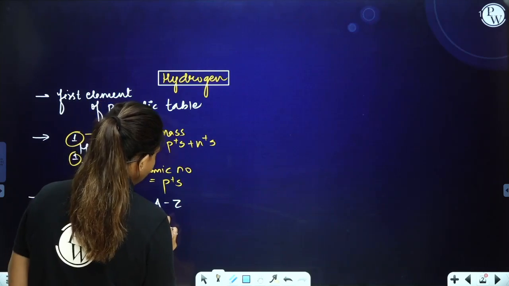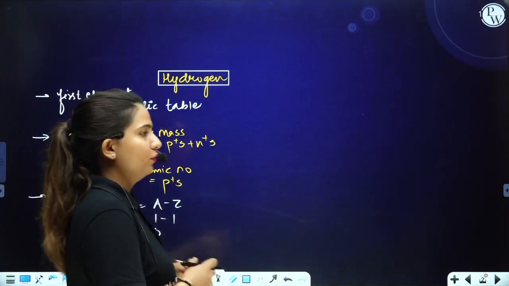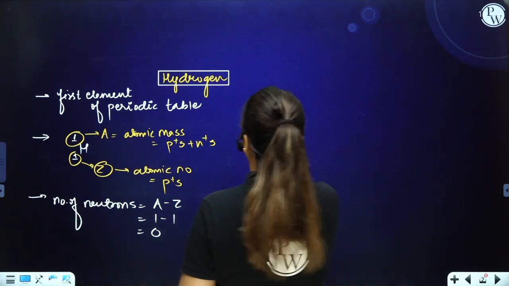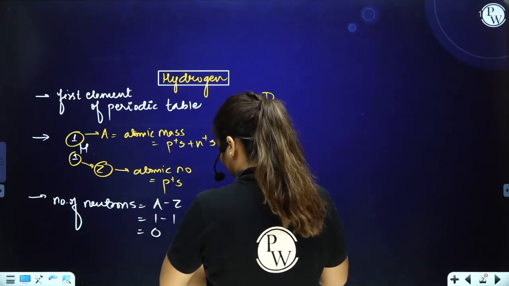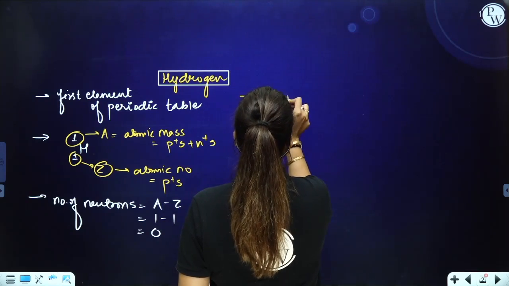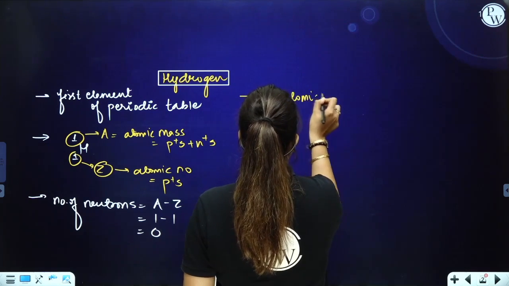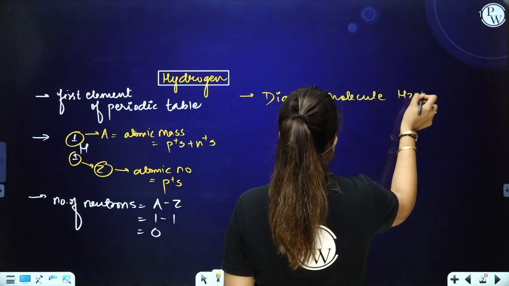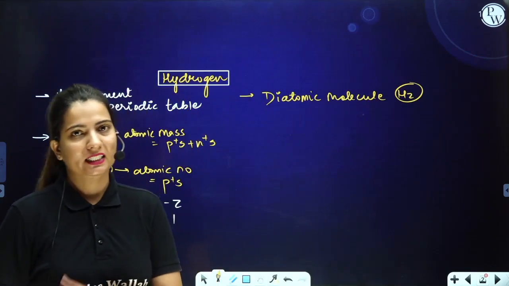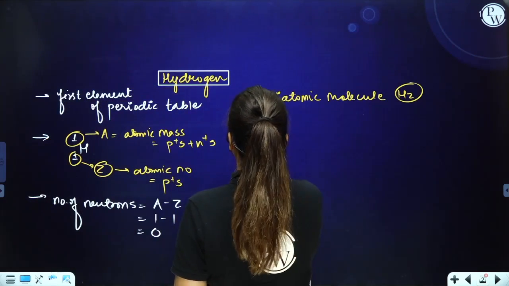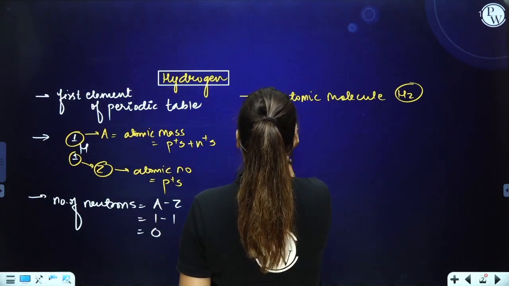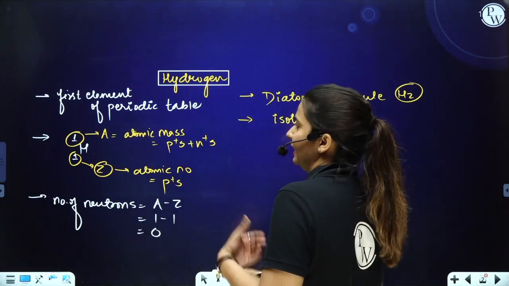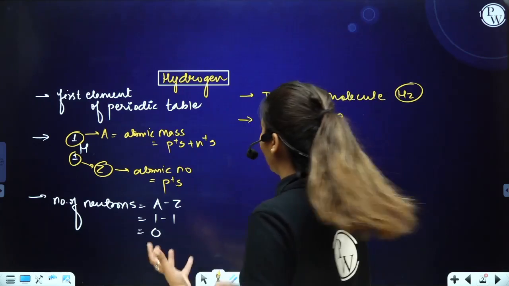So here if we calculate the number of neutrons, then that will come out to be 0, right? Existence of dihydrogen: hydrogen exists as a diatomic molecule, which is H2, as its atomicity is 2. And talking about the isotopes, it has 3 isotopes. We will discuss the isotopes in the next topic, okay?